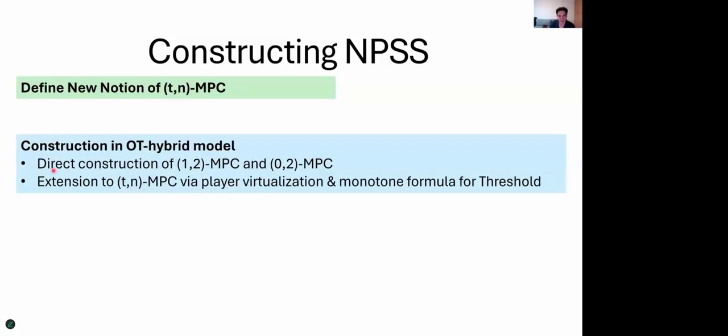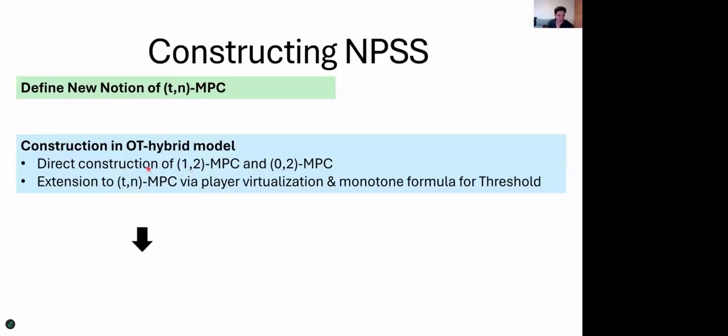And the way that we do it, we give a simple direct construction from 1 out of 2 MPC and 0 out of 2 MPC. This is actually trivial. And then we extend it to the general case by using the techniques of player virtualization and the fact that the threshold function has a polysize monotone formula. And I know that this is kind of vague. Look at the paper and see the details.